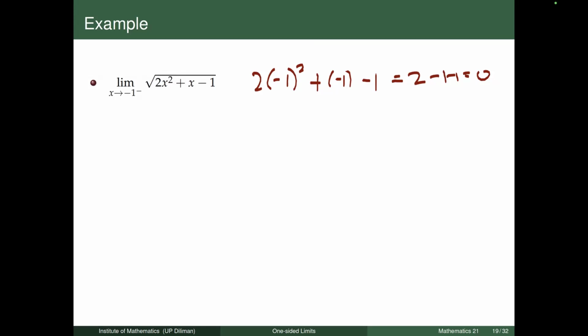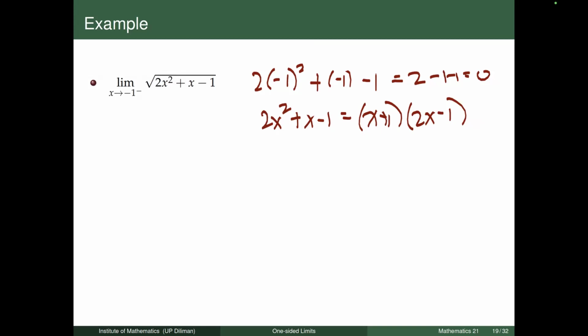So, the idea now is, since nagsi-zero siya, we can factor. So, yung 2x squared plus x minus 1, a factor of that is x plus 1, no? Kasi nagsi-zero siya at negative 1. So, ano na lang yung matitira? Eh di 2x minus 1. Okay, so, yan yung other factor. Okay, you can check that this is correct.